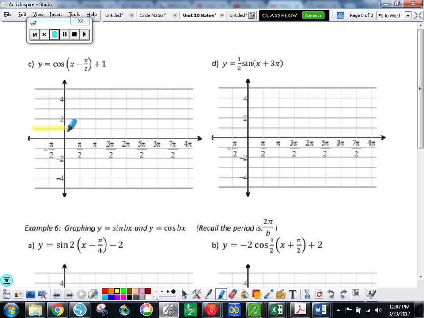Plus 1 moves midline up 1. That minus 1/2 moves the function right 1/2. So the period is still 2 pi. So it was at 2 pi, it's going to be 5 pi half. And then each period will take 4 boxes. So this one would be just off the graph.